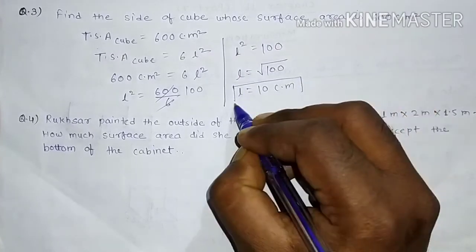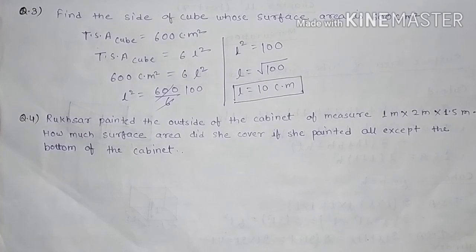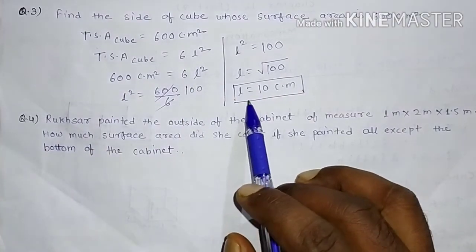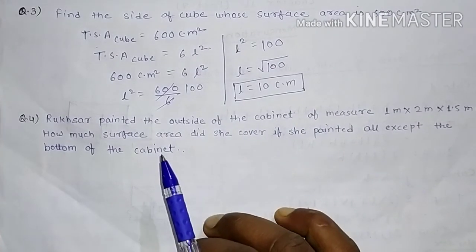Now the side of cube is 10 centimeter. This is the answer, and it's very simple. Just write down the formula and put the value. We can get the answer. Similarly, the next question, that is question number 4.